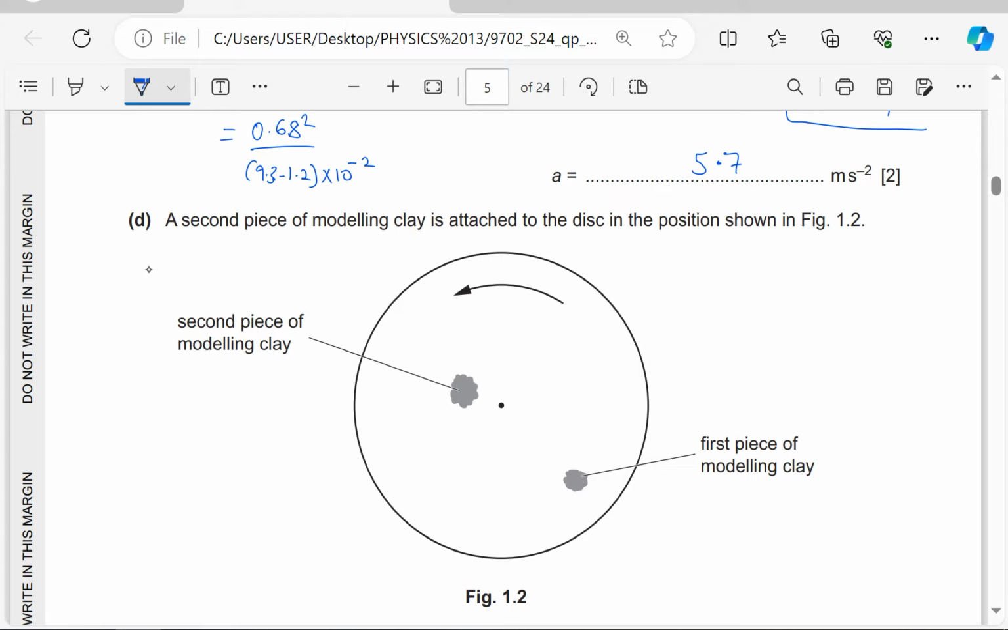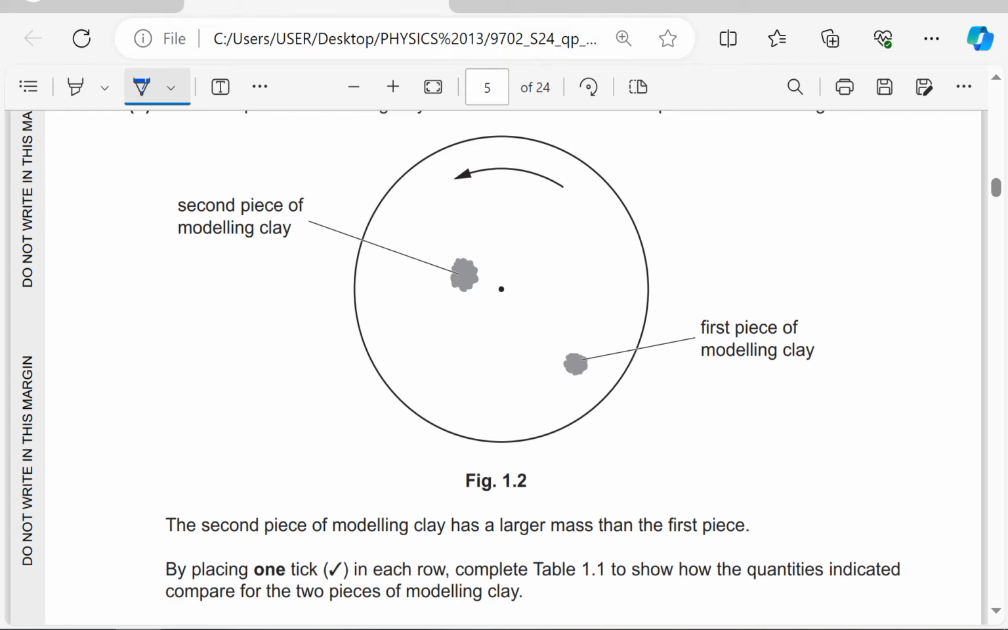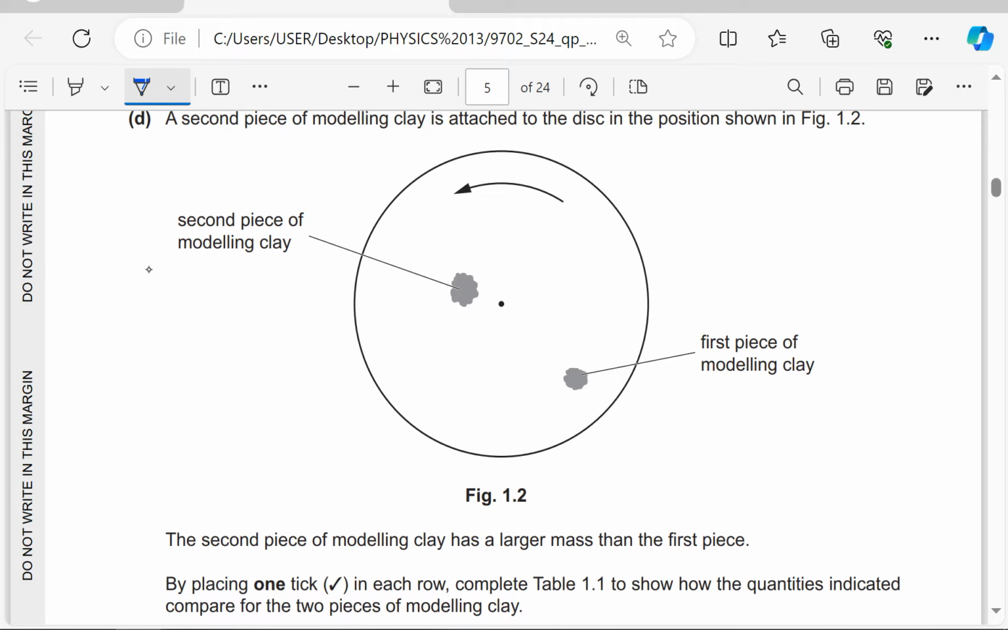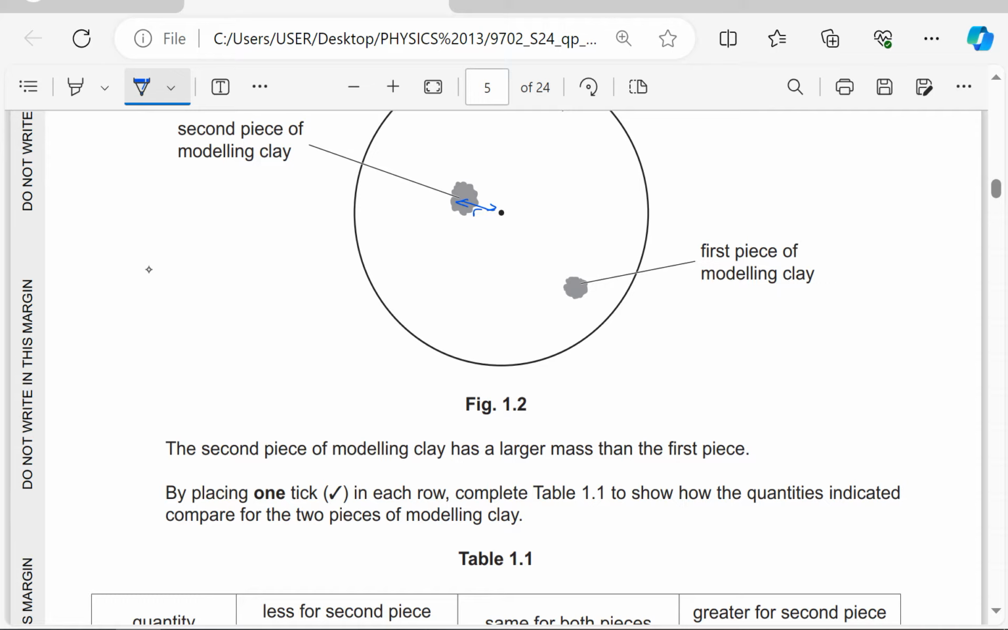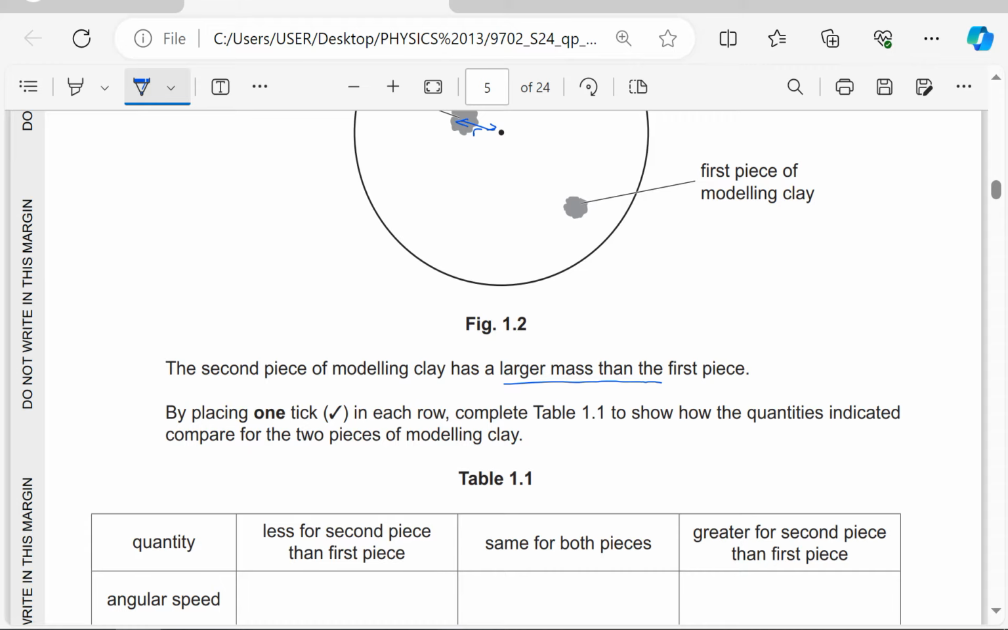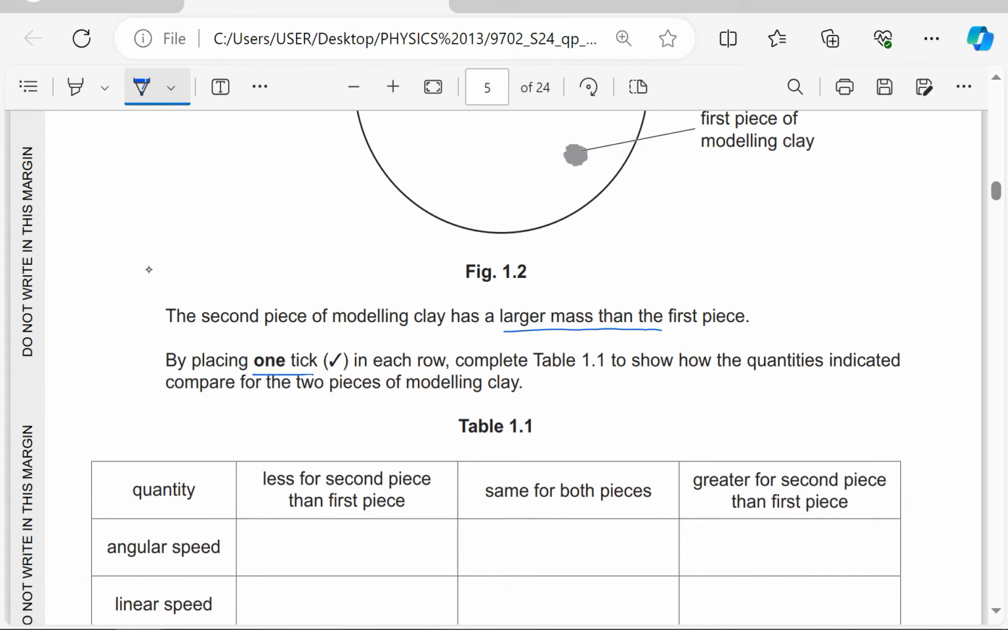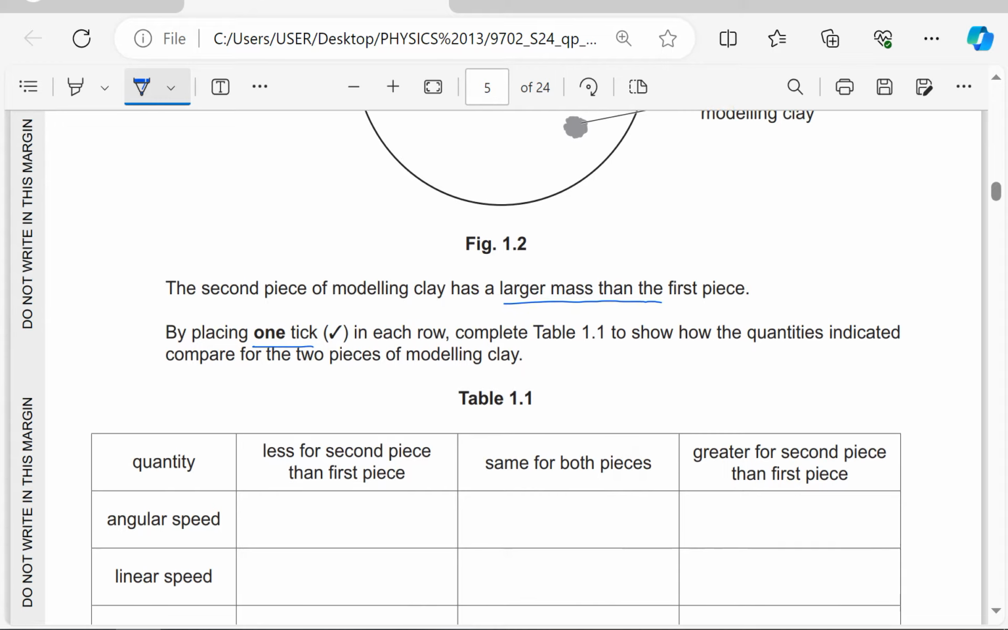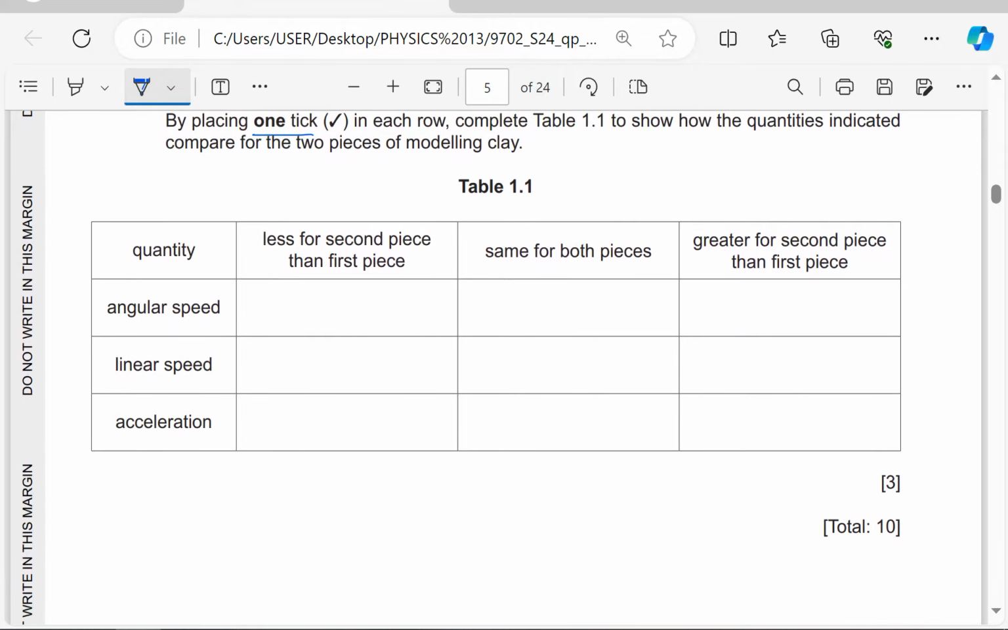Then the second piece of modeling clay is attached to the disk in the position shown. Okay, so we notice that it's brought closer to the center. So it's like the radius has reduced. The second piece of modeling clay has a larger mass than the first piece. By placing one tick in each row, complete the table to show how the quantities compare for the two pieces of modeling clay.